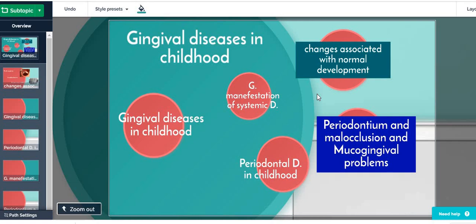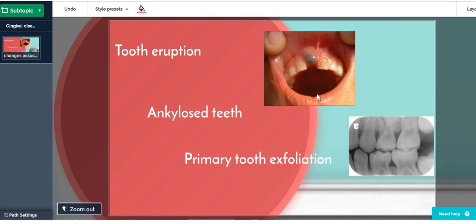One of them is changes that are associated with normal development. You know that there are physiological conditions like tooth eruption, ankylosed teeth, or primary tooth exfoliation. These are physiological changes which sometimes may be mistaken for gingival diseases. So we'll try to explain what periodontal change will happen with normal development.